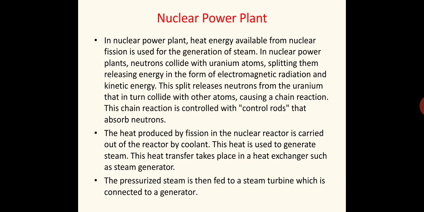In a nuclear power plant, heat energy is obtained from the nuclear fission reaction. It is a fission reaction, and it is controlled. The heat energy available from nuclear fission is used for the generation of steam. By the nuclear fission reaction, energy is released on breaking of the atoms, very high heat energy. That heat energy is used to produce steam, the steam turbine is rotated, and power is produced.